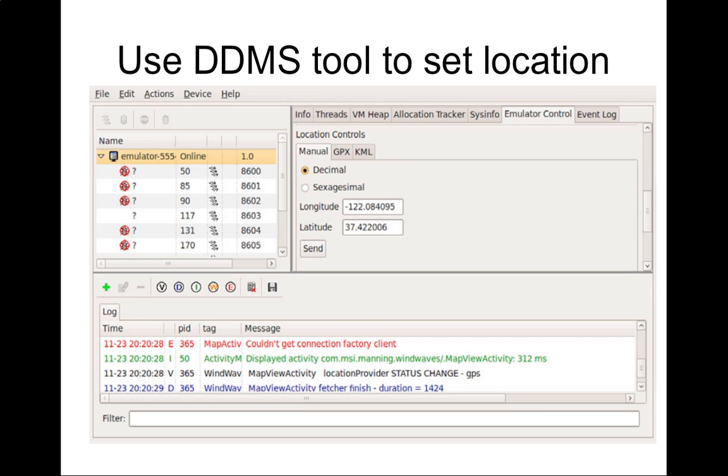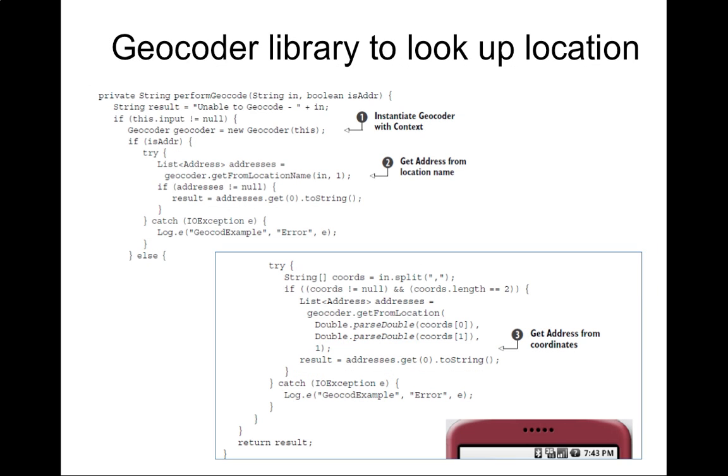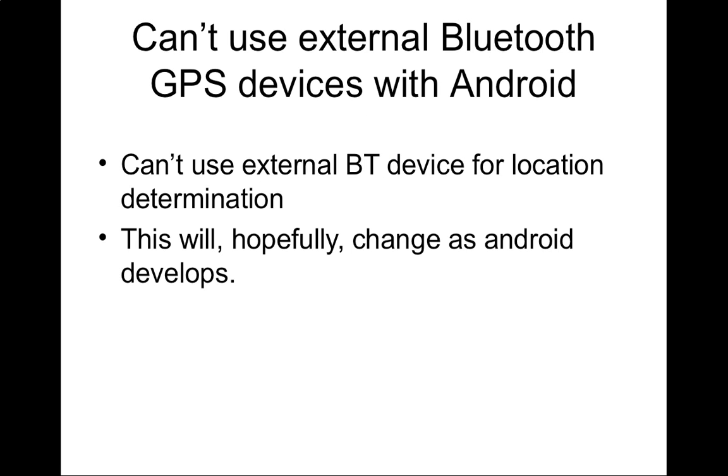We talked about the DDMS, we actually saw that live. Geocoder library. You don't have to use the geocoder library. Don't need that anymore. The location manager gets you the geolocations.